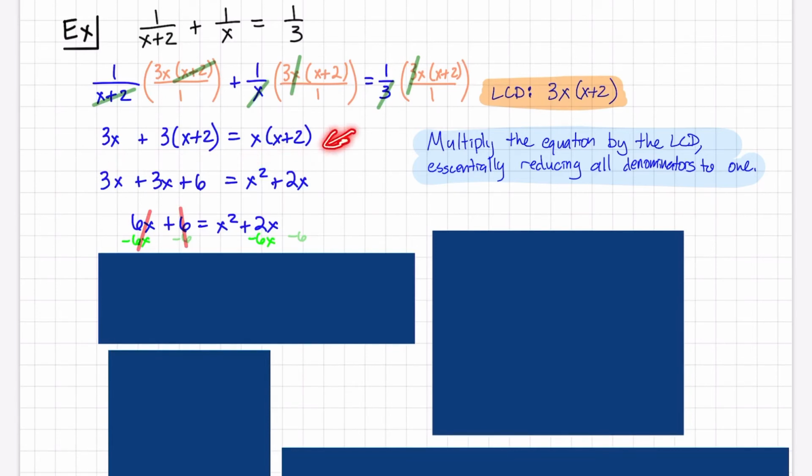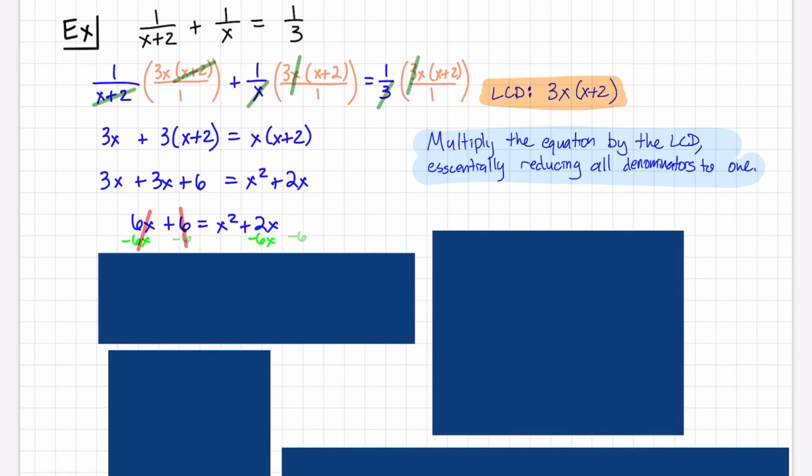Just write down what's left over. Then, in this next step, go ahead and do the distribution. So we distribute the 3, and we distribute the x. All right, now we can add our like terms, and the only thing to add is the 3x plus 3x, and we get 6x.